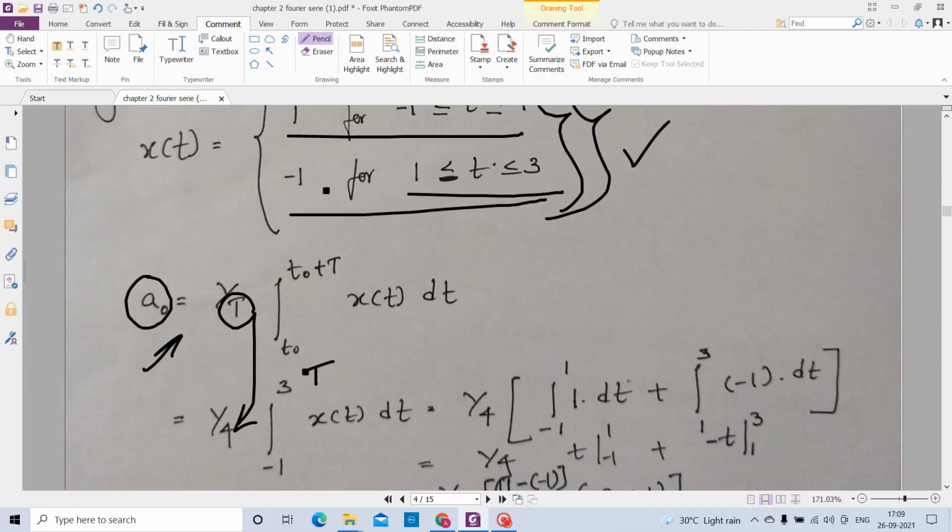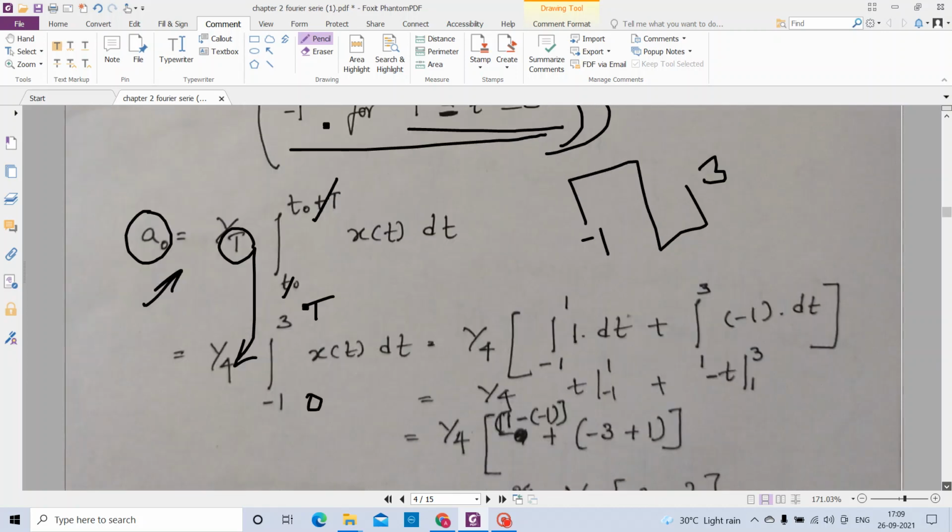Usually it is 0 to T, sometimes t naught to t naught plus T. We have to take one cycle time period. Here the one cycle lies between positive and negative, so the time period for this one cycle is minus 1 to 3. That one only I have mentioned here. Then x of t is our given function, our given graphical representation. So by using this, we have to write one equation.